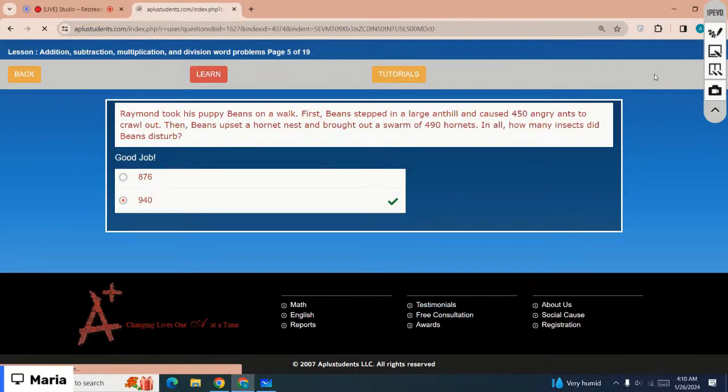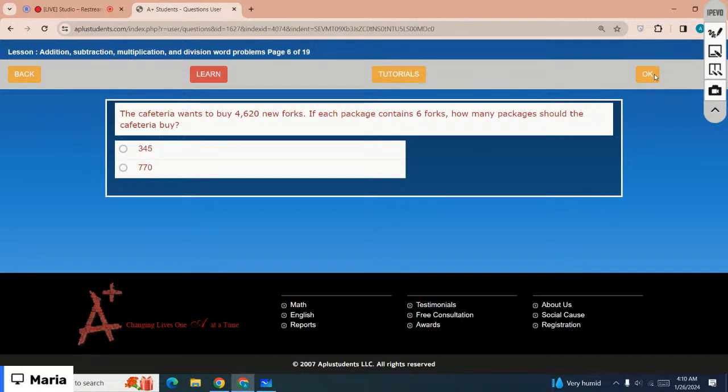The next one is: the cafeteria wants to buy 4,620 new forks. If each package contains 6 forks, how many packages should the cafeteria buy? So, which is the correct option? What do you have to do?